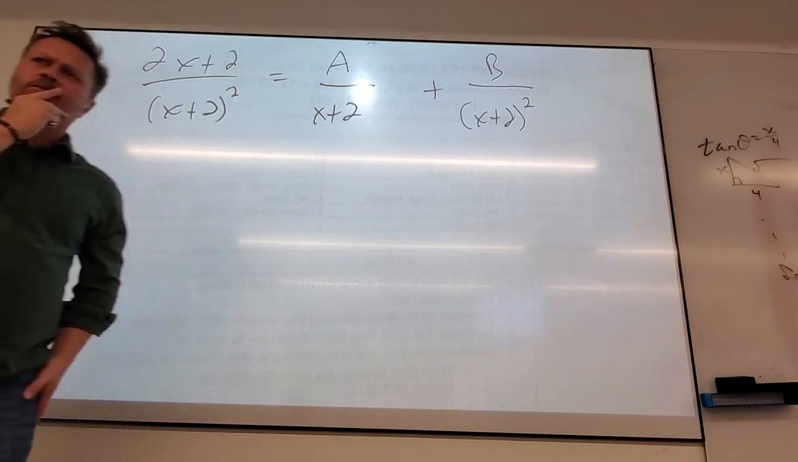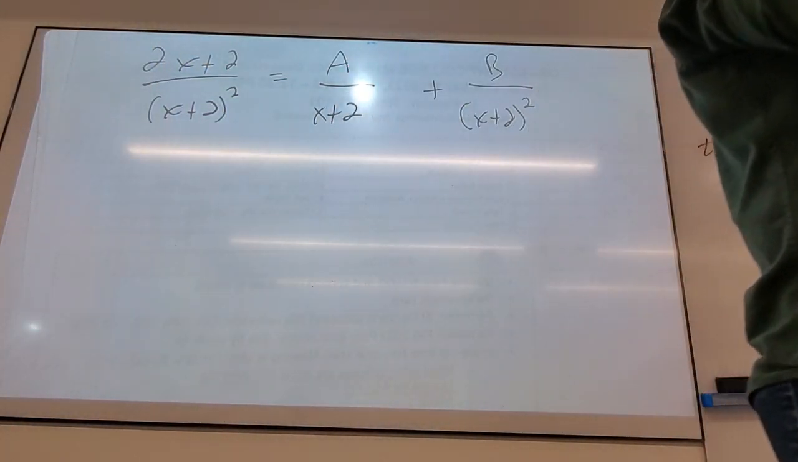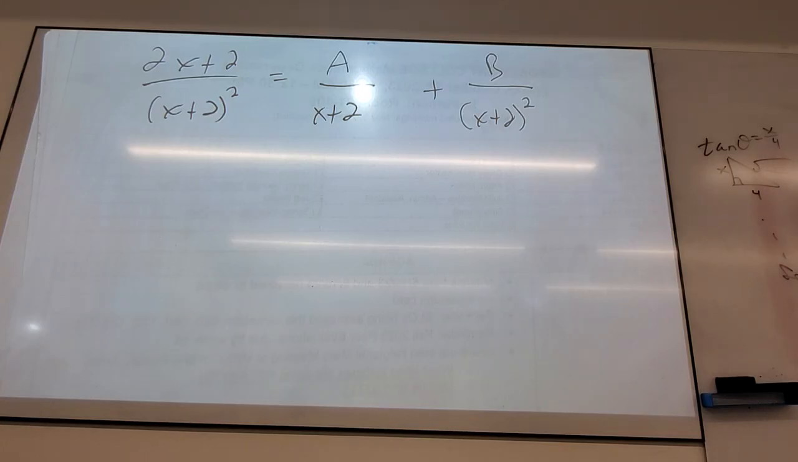The bottom's only got 2 parts, right? Yeah. So I'm expecting 2 things, and it's a repeated thing. And it's repeated linear. So the tops are just going to be numbers.